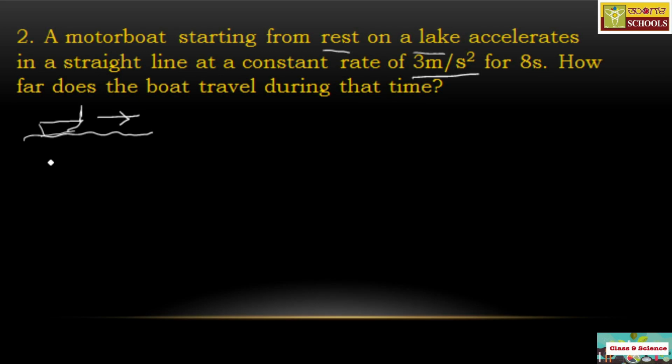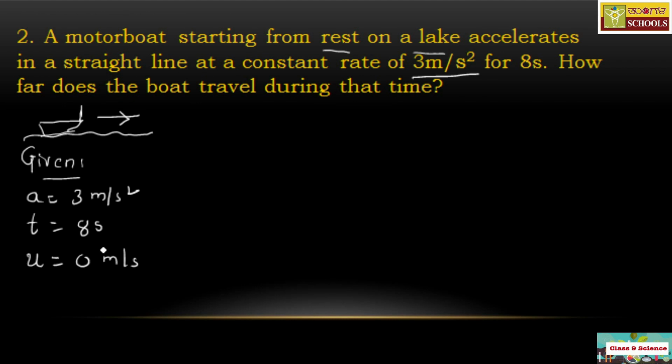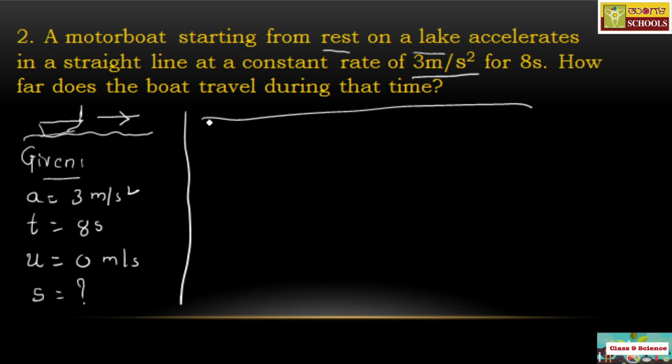So you can write the given parameters. Acceleration A is given, A is equal to 3 meter per second square, and T is mentioned as 8 seconds, and the motorboat is starting from rest, and hence U is equal to 0 meter per second. So what did they ask for? They asked to calculate how far, the distance, S is equal to how much. So which equation of motion is going to suit here?